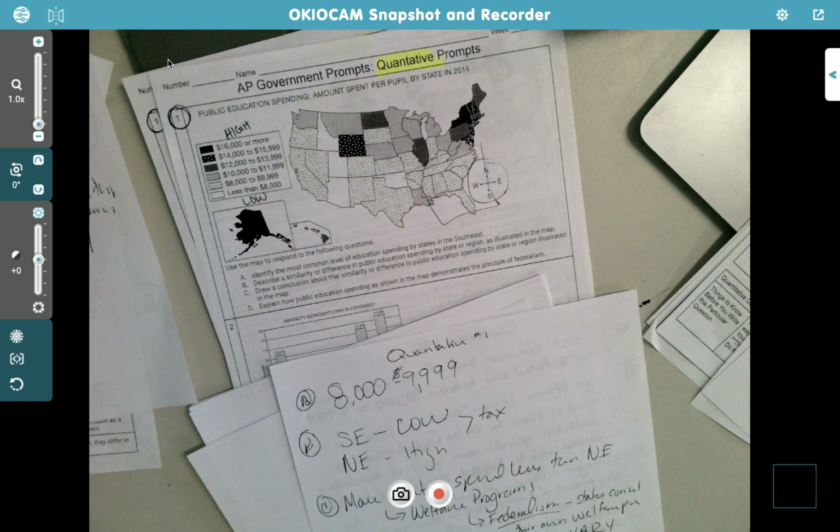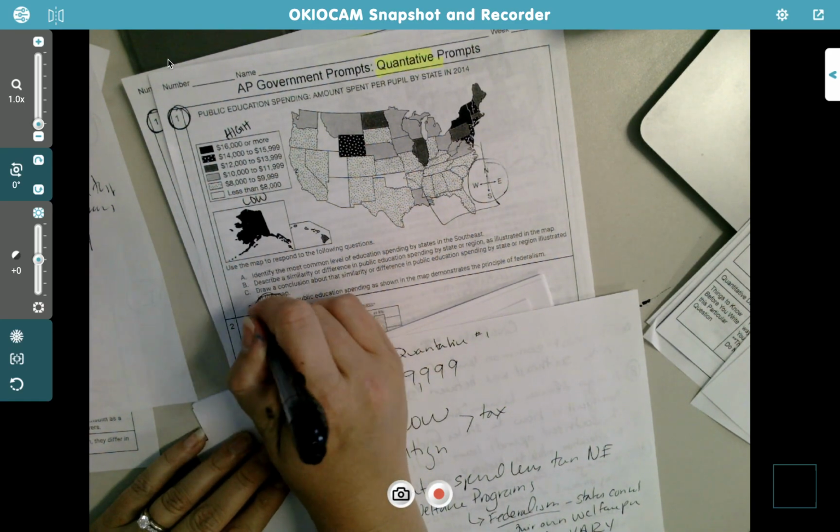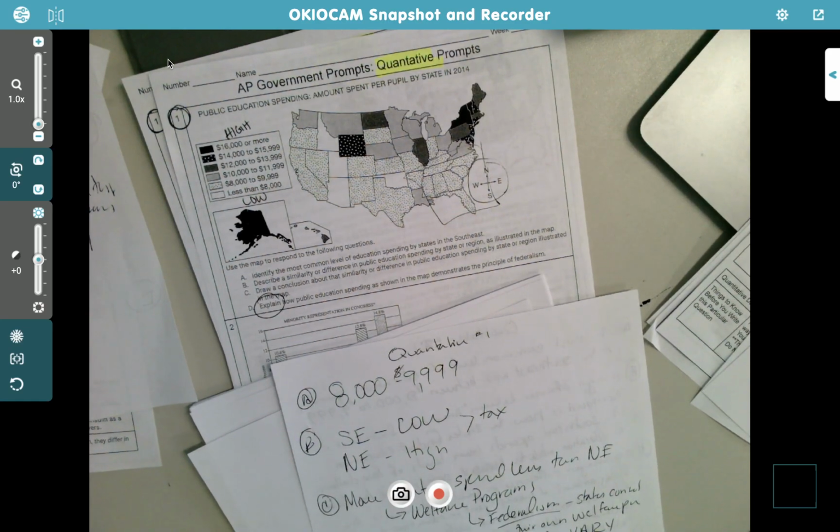Explain how public education spending, as shown in the map, demonstrates the principle of federalism. Ooh, how fun. So, if you have your stuff, I would open up to your federalism notes, and look at your focus or your vocab and come up with something. Because remember, it says explain, so we have to do something specific, like mention a president, mention a document. We gotta be bold.